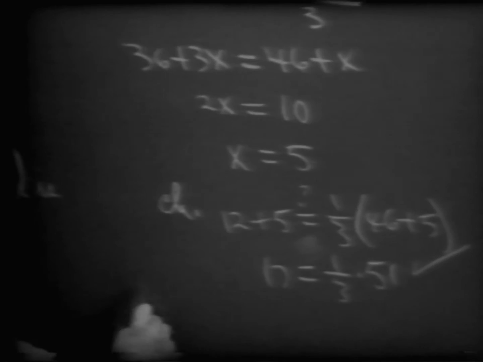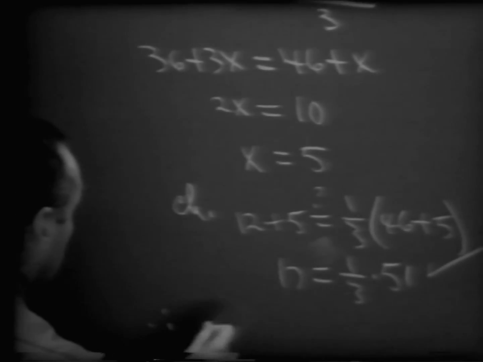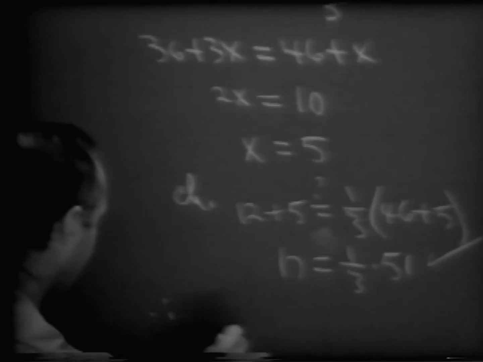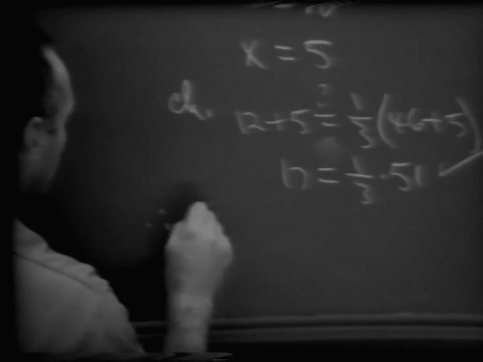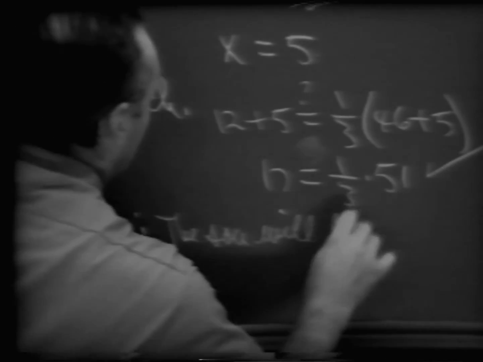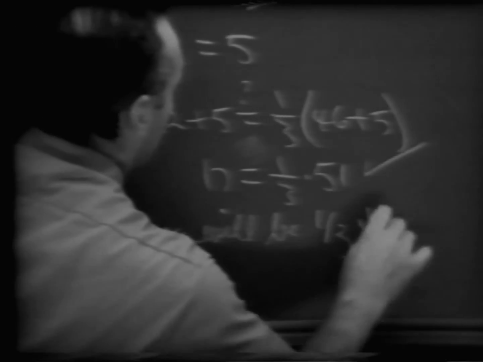We'll check it. Therefore, our conclusion is what? The conditions will hold true 5 years from now, or whatever we want to write here. The son will be 1/3 the father's age.